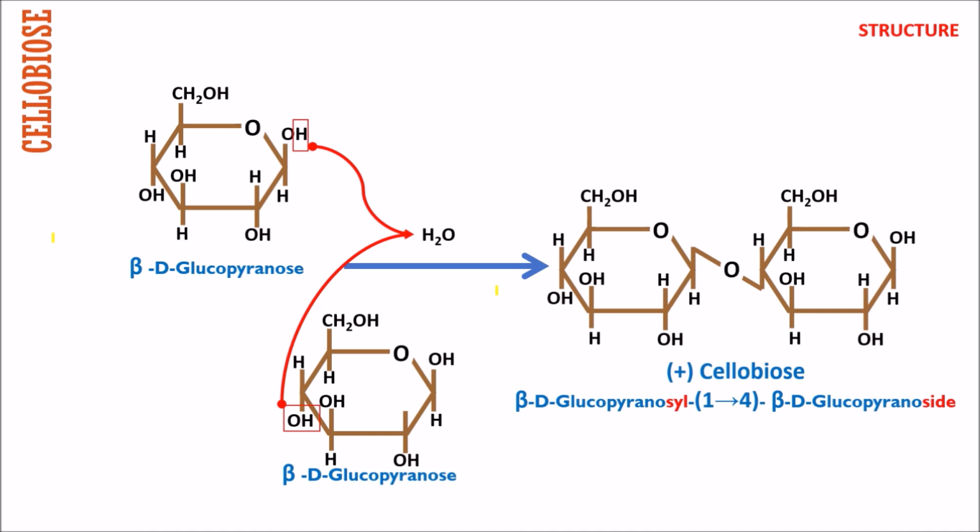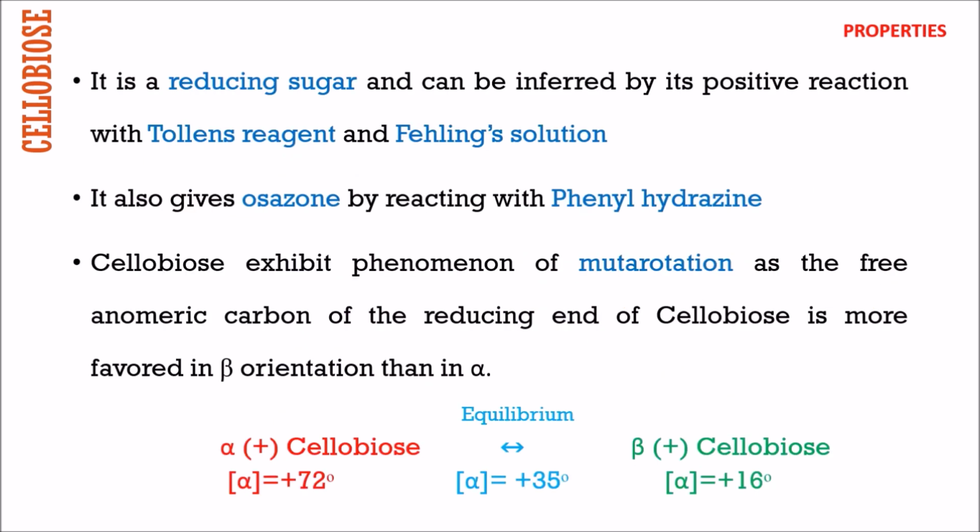linkage between carbon number 1 of the first glucose and carbon number 4 of the second glucose, and form a beta glycosidic linkage. This is the structure of cellobiose, and the nomenclature of cellobiose is beta D glucopyranosyl 1,4 linkage beta D glucopyranoside. Now let us see the properties of cellobiose.